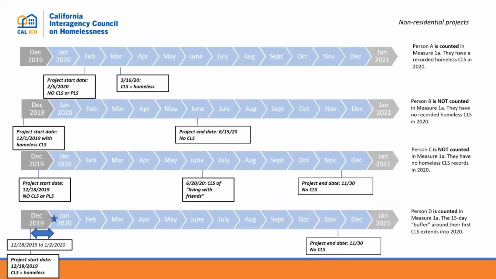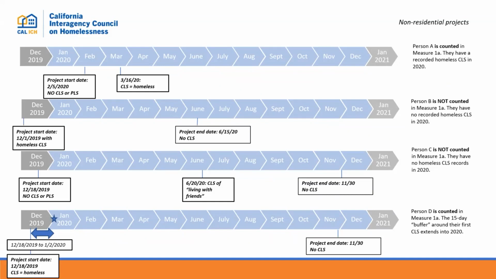This slide shows examples of how people served by non-residential projects are determined to have been experiencing homelessness and counted in Measure 1A. In the first example, Person A is counted in Measure 1A. They have a recorded CLS in 2020 on March 16th. Person B is not counted in Measure 1A. Even though they had an active enrollment in HMIS during the year, they have no recorded homeless PLS or CLS in 2020, so they cannot be assumed to be experiencing homelessness during the year.